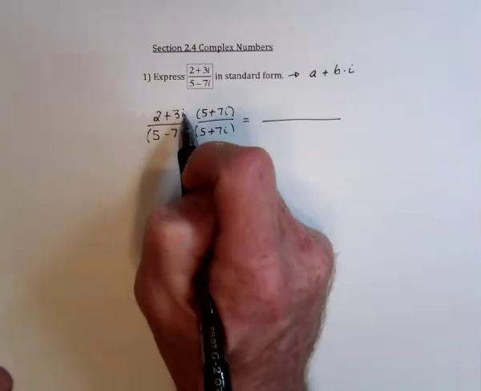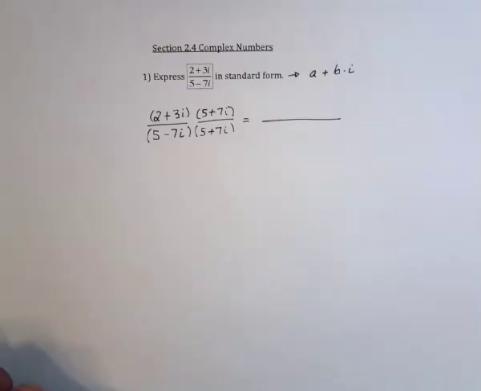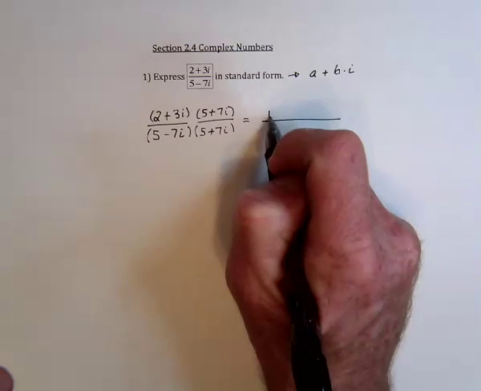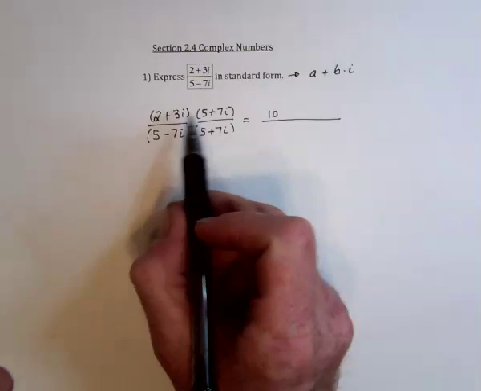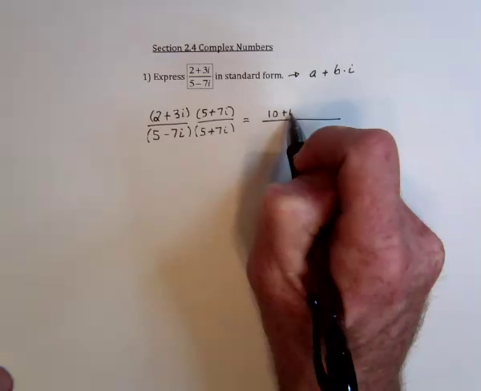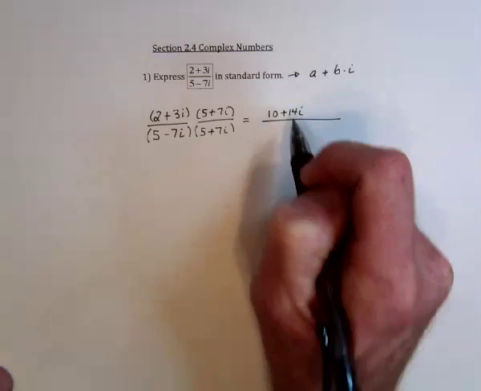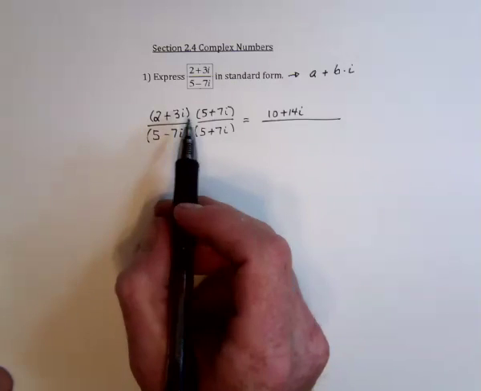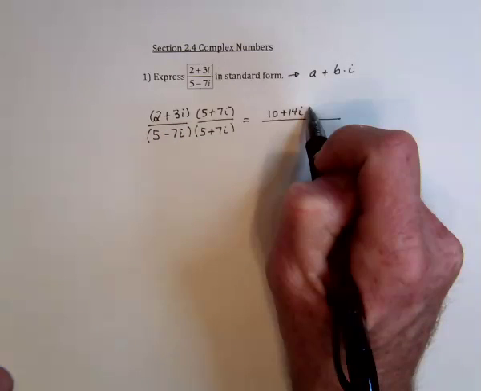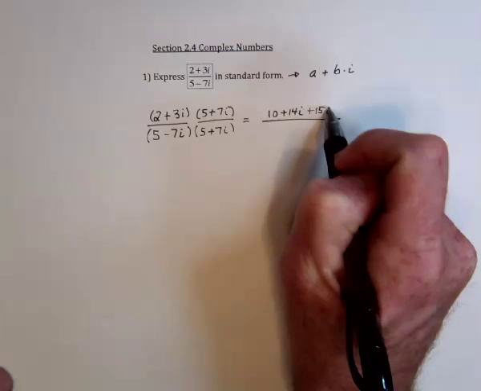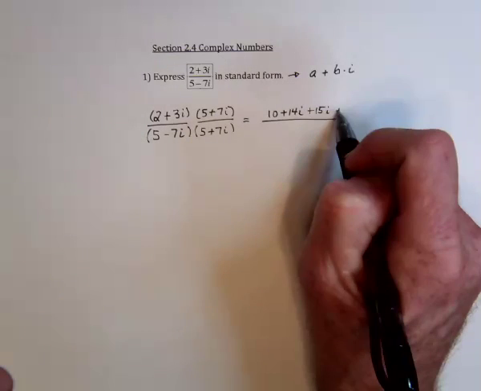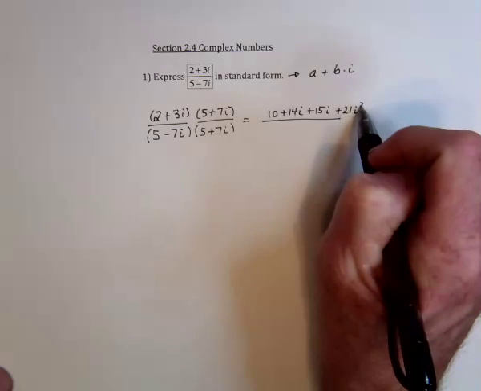When I do this, I'll need to use FOIL, or the distributive property, to multiply these things out. So with this one, I'll have a 2 times 5 is 10, and then a 2 times 7i is 14i. Now distribute this 3i, so 3i times 5 is 15i, and then 3i times 7i is 21i squared.